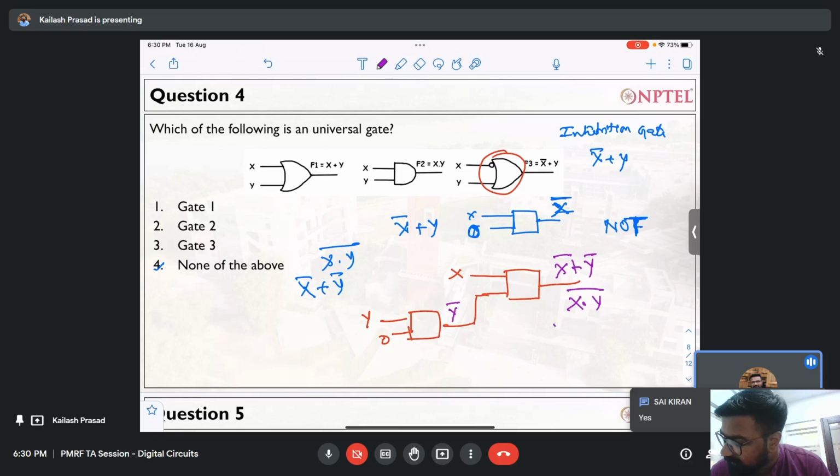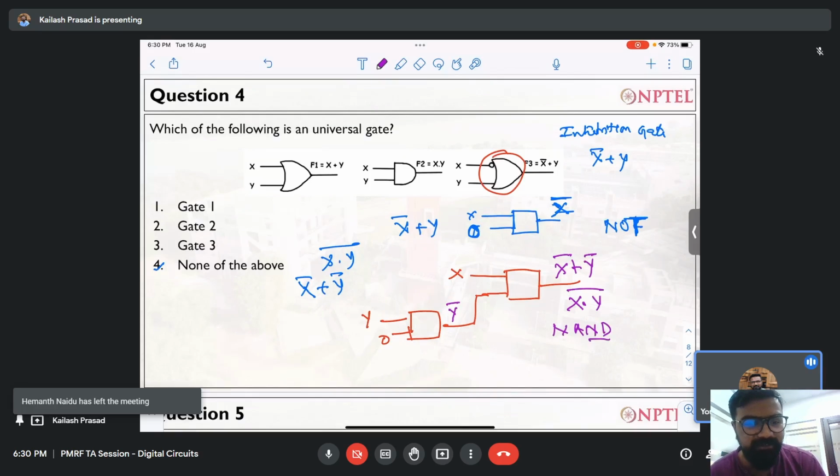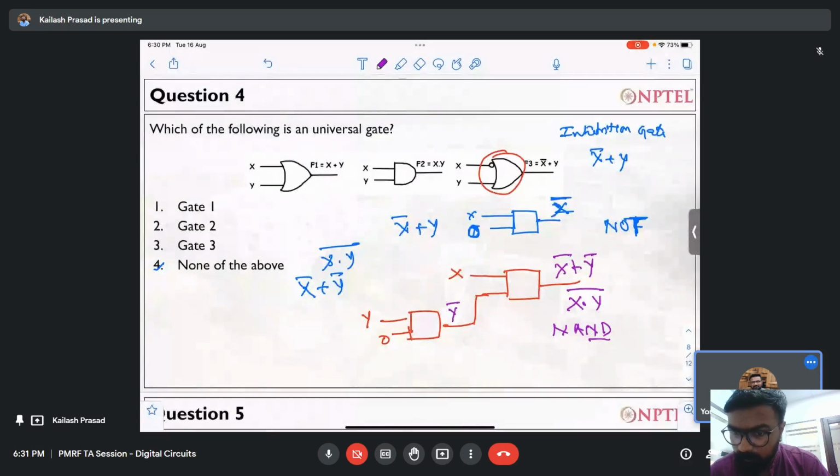What I have done is I have generated a NAND gate using only this inhibition gate, right? And if I can generate a NAND gate without using any other gate using this particular circuit, I can generate any circuit, right? Because you agree that NAND gate is universal, right? So the answer will be 3 instead of none of the above. I hope everybody agrees with me, right? So this is a trick question, and please make sure that you understand this concept.